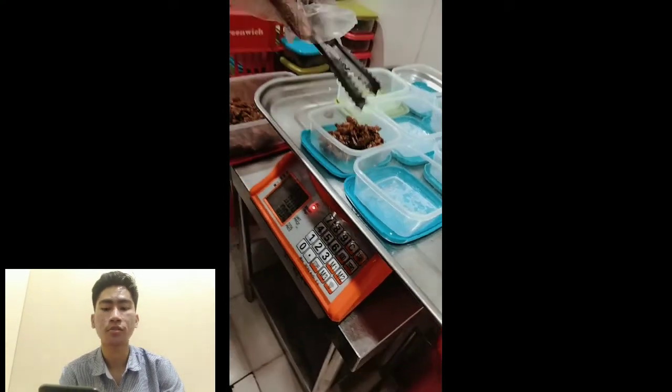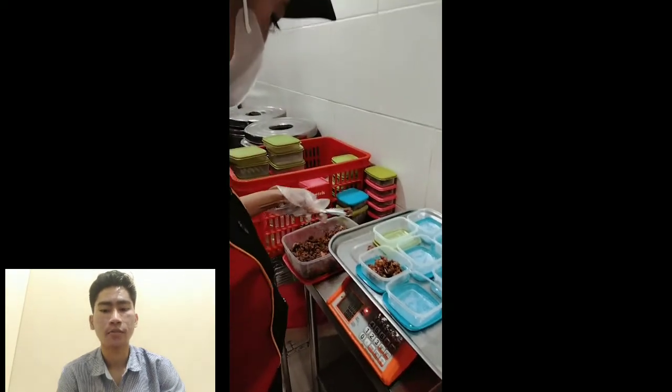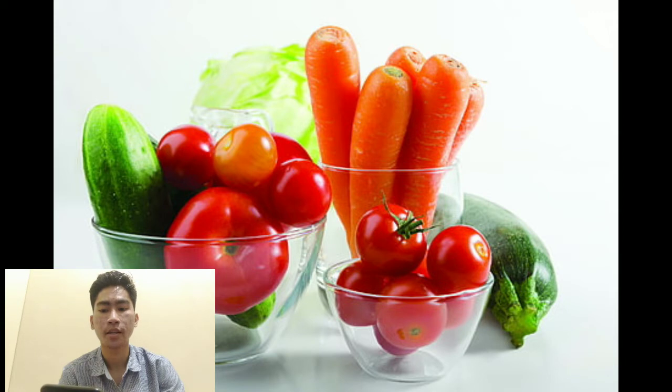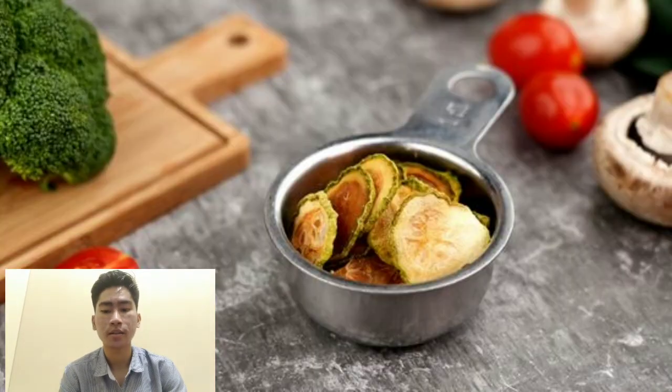Here are the tips to control portion size. First, standardized recipes. A standard recipe consists of the quantity of ingredients to be used and also includes the weight or volume of each ingredient, serving size, and recipe yield.